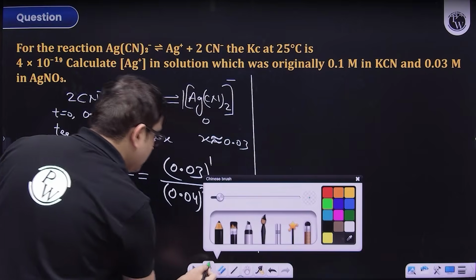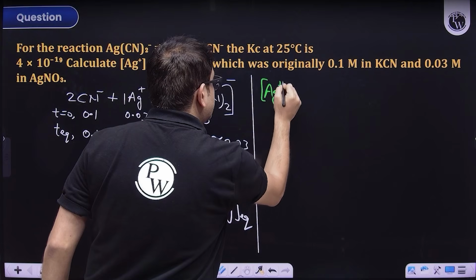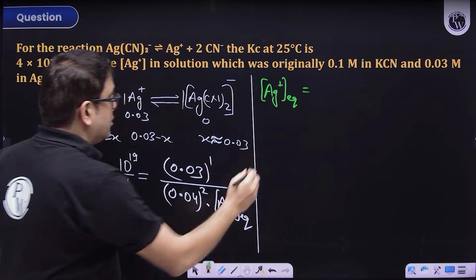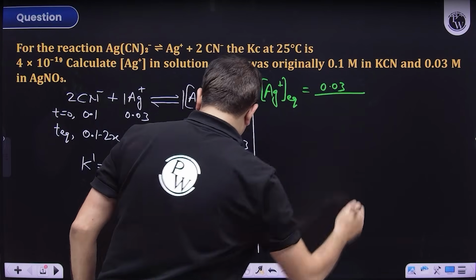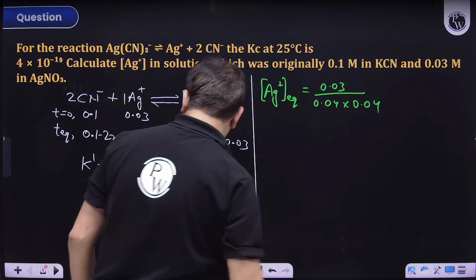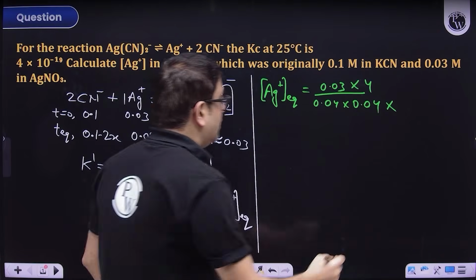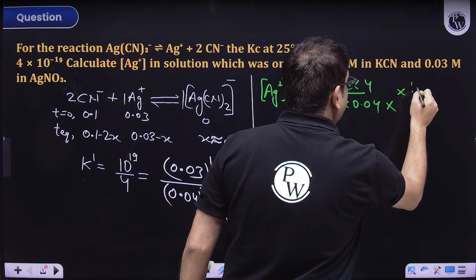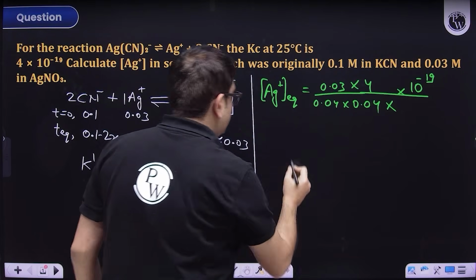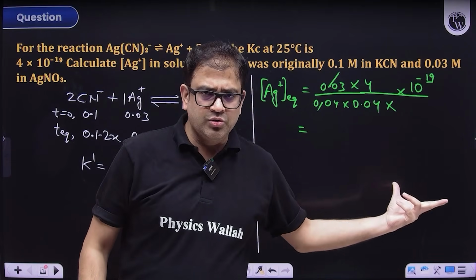Moving forward, you have got your equation. Now do the math. Ag plus at equilibrium will be equal to, this will come over here, 0.03, and 0.04 into 0.04. This 4 will be in the numerator, and this 10 to the power 19 over here, I'm making 10 to the power minus 19 like this. Done. Solve it. This is gone. Now, the multiply and divide is your part, so you'll solve and you'll get your answer.